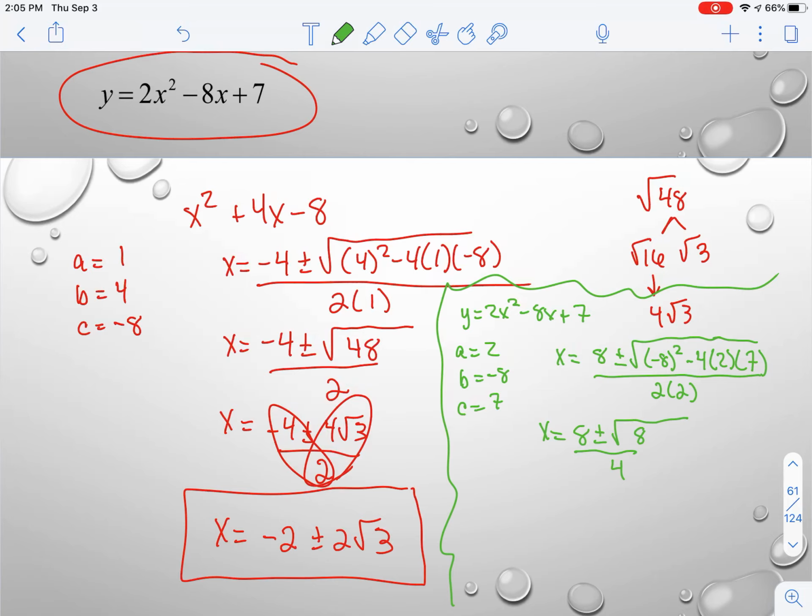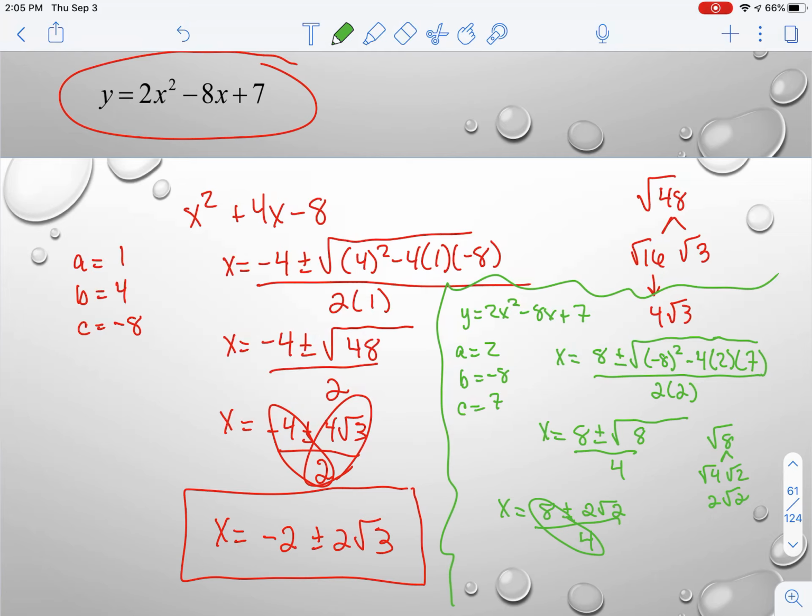We have to simplify this radical, the square root of 8, square root of 4 times square root of 2, so that's 2 root 2. So x equals 8 plus or minus 2 root 2 over 4. Some people like to leave it like that. Others are going to simplify this.